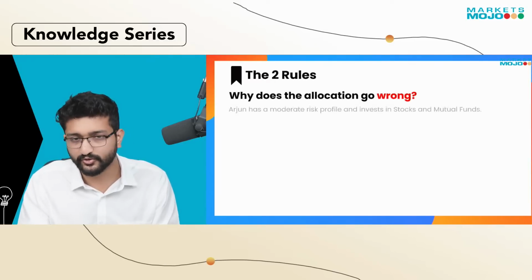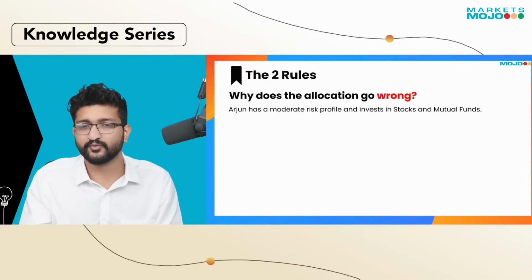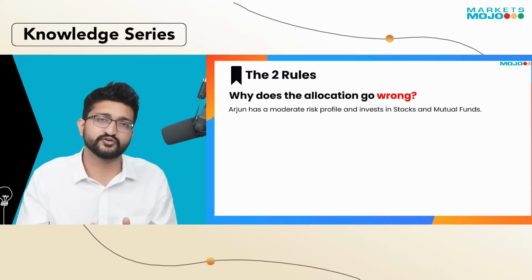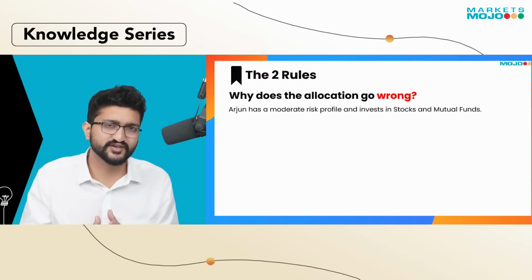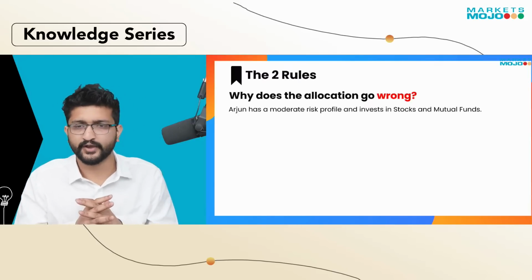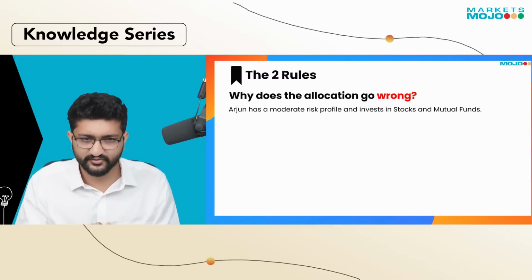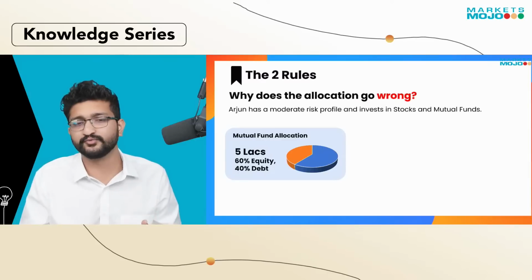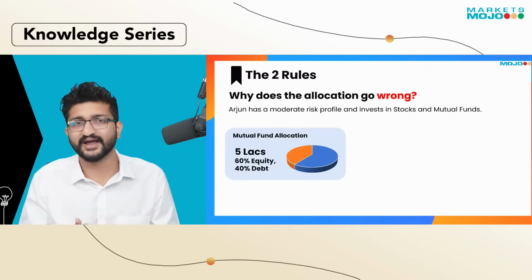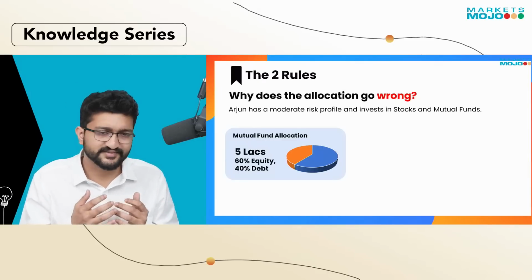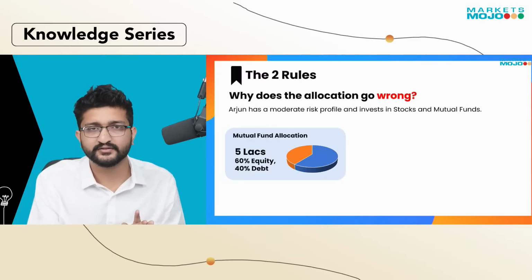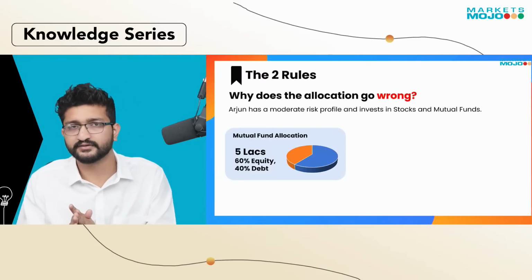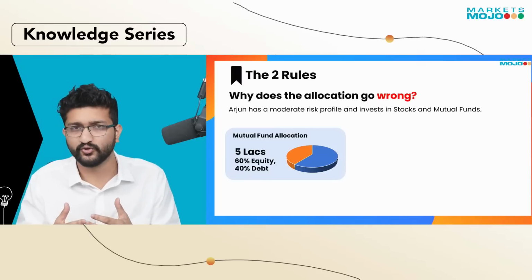Why does the allocation go wrong? Let's say Arjun has a moderate risk profile and invests in stocks and mutual funds. You consider yourself a moderate investor, and you're investing in stocks and mutual funds as well. Since he's a moderate investor, what he thought is that when I invest in mutual funds, I have 5 lakhs in hand right now. I'll invest 60% in equity, which is some 3 lakhs, and 40% in debt. The reason I'm investing in debt is because it's less volatile.